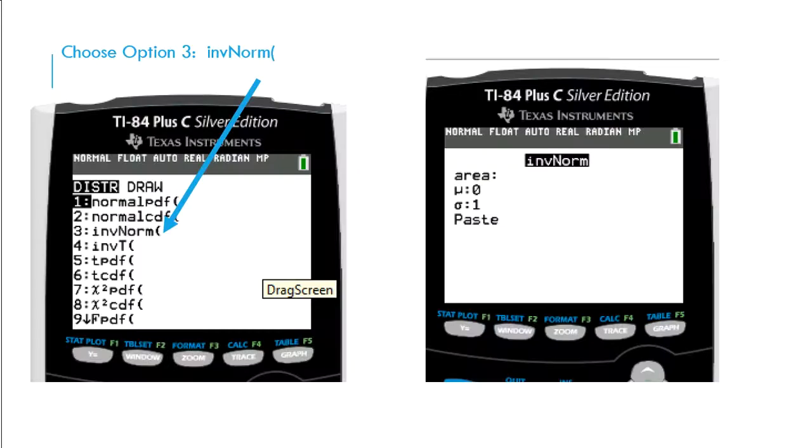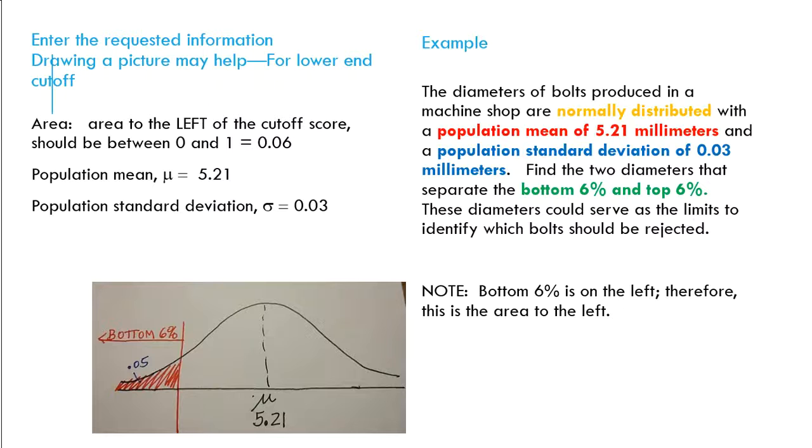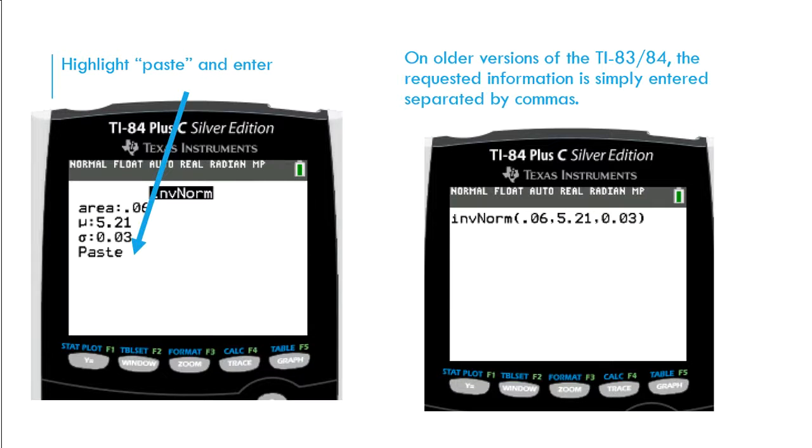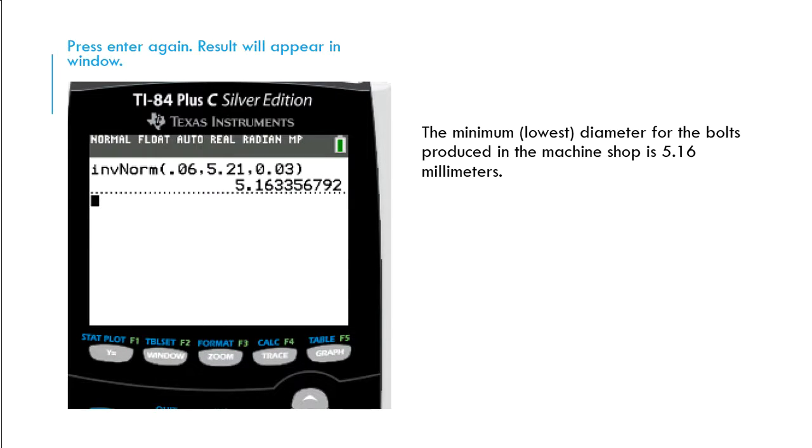Again, second, bars, inverse norm. Okay, I had two areas I had to be concerned about, but what I'm going to do is look at the bottom 6% first. Since it's the bottom 6%, I can convert it to 0.06. So I go ahead and put that into my calculator. When I put it in my calculator, I get 5.16.